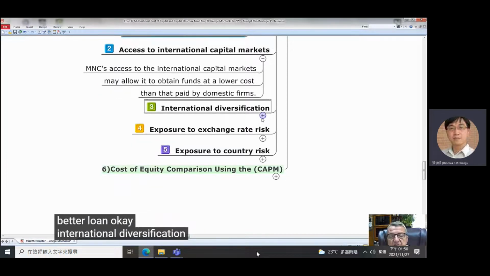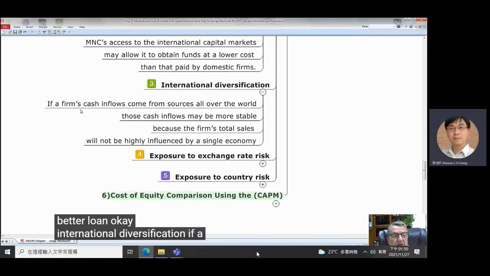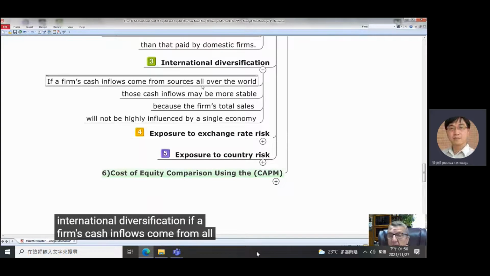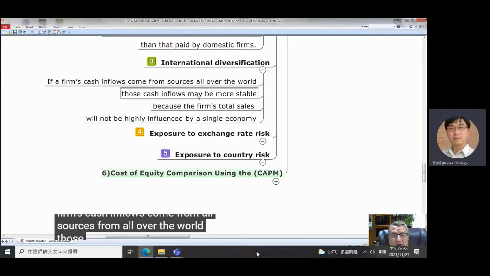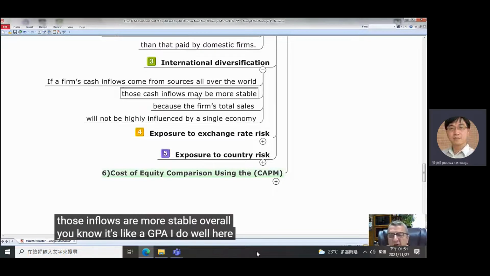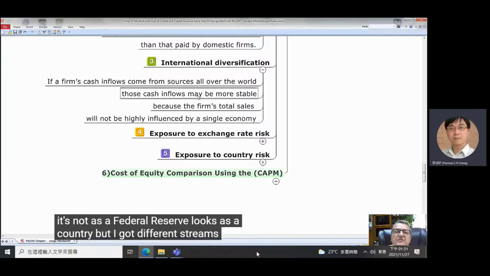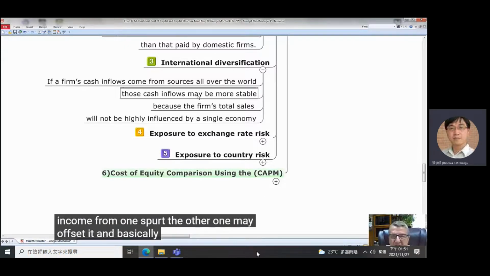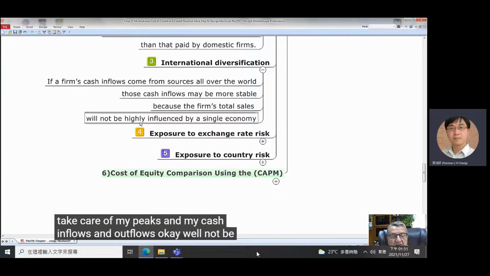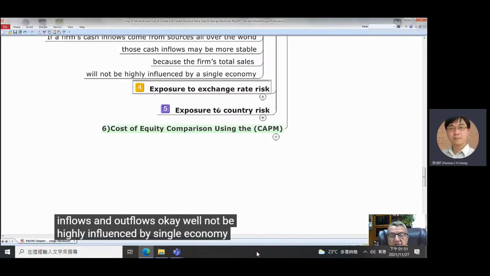Okay, international diversification. If a firm's cash inflows come from all sources from all over the world, those inflows are more stable overall. It's like a GPA. I do well here, some are better. It's like how the Federal Reserve looks at a country, but I've got different streams of income. So if one is hurt, the other one may offset it. Basically, what I'm looking at is more of a level, which takes care of my peaks in cash inflows and outflows, so I'm not highly influenced by a single economy.